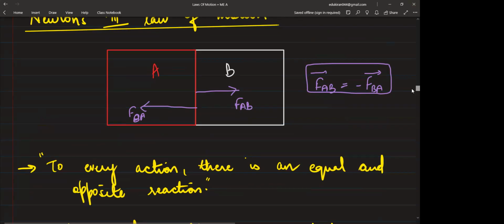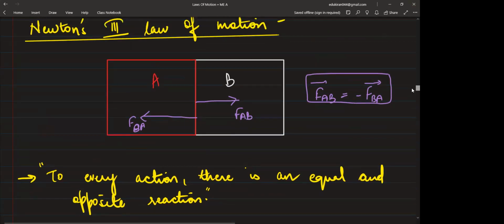Write this too. Then I'll discuss one case that will help you clarify action and reaction. Walking on a road, that is a very important case which comes in the exam to write. First, you write about Newton's third law, then I'll discuss it.